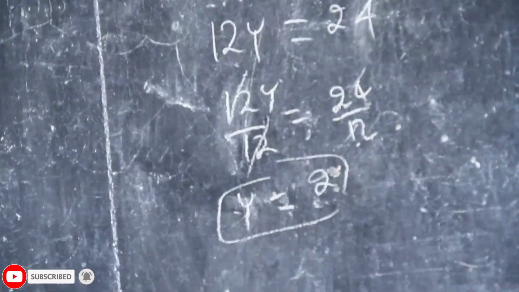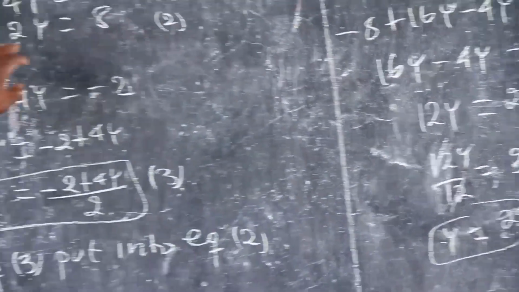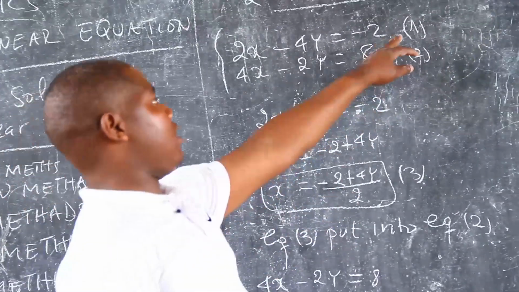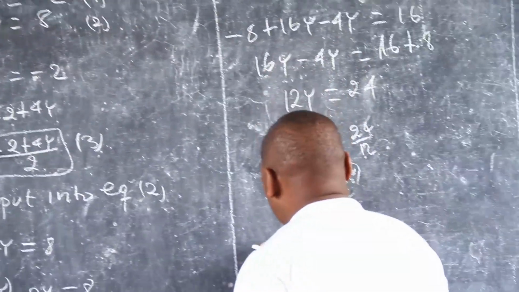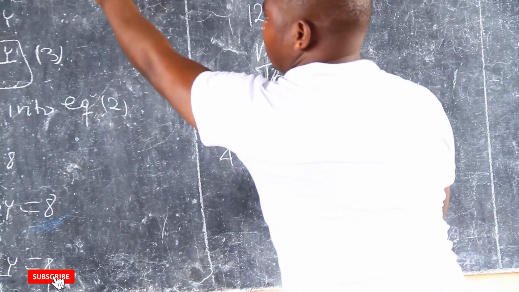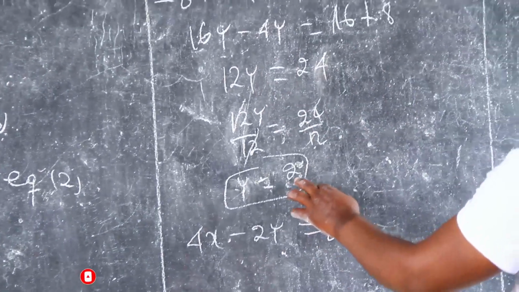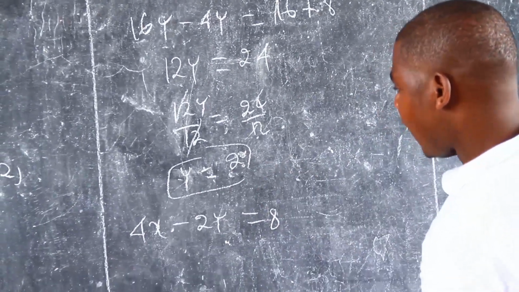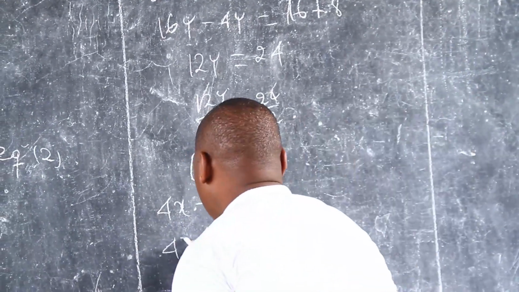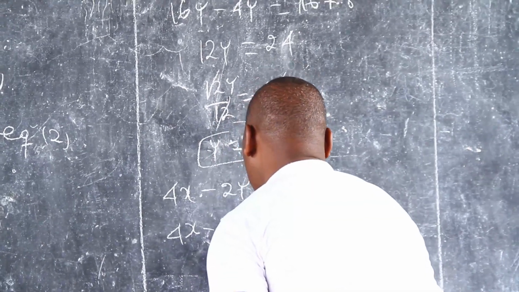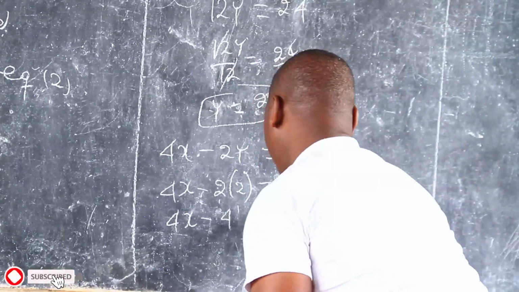Then, after finding the value of y, we are going to find the value of x. I go back to my equation. I can choose equation 1 or equation 2. Let me choose equation number 2: 4x minus 2y equal to 8. I'm going to replace the value of y, which is 2. 4x minus 2 times 2 equal to 8. 4x minus 4 equal to 8.